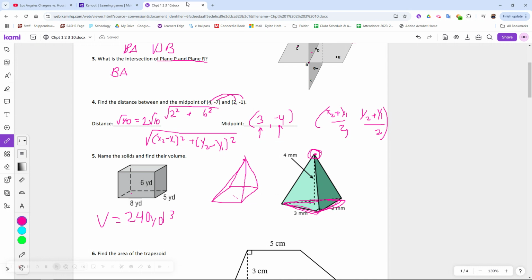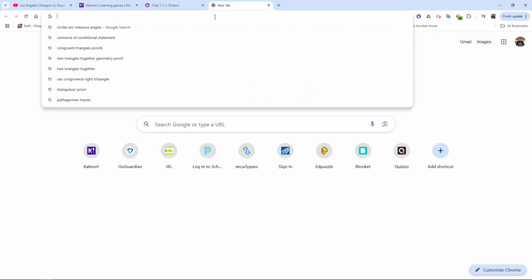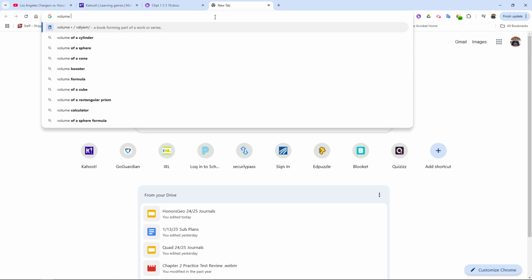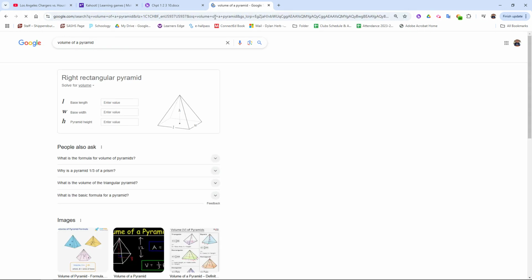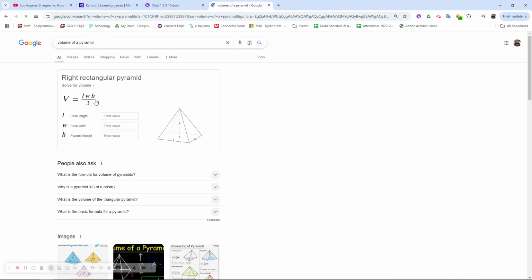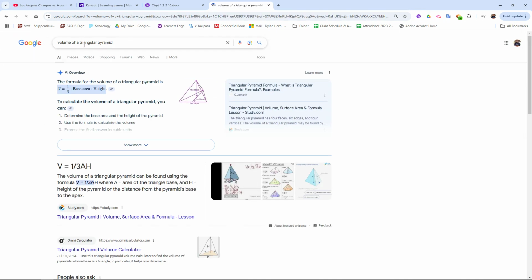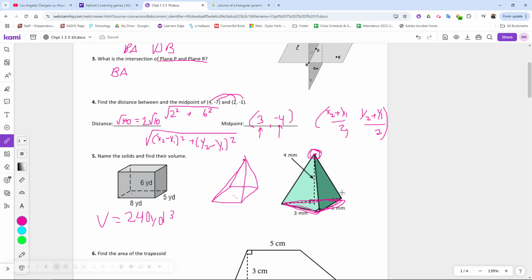So how do you find the volume of a triangular pyramid? I believe, I should double check to make sure I'm saying this right, it is the area of the base times the height times a third. So let's make sure that that's right. Volume of a pyramid. I just don't want to misspeak, but I'm pretty certain that's what the formula was. Yeah, so length times width times height times a third. That's for rectangular, so triangular would just be the area of the base times the height times a third. Yeah, so that's what I said. Just wanted to make sure I wasn't doing that wrong.